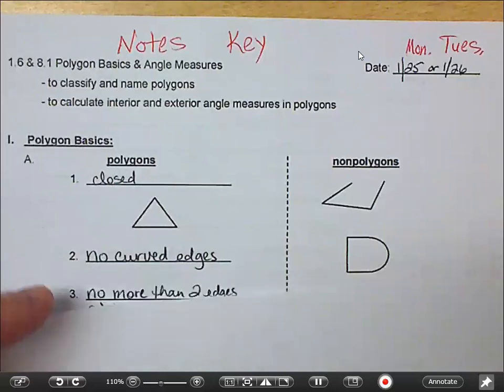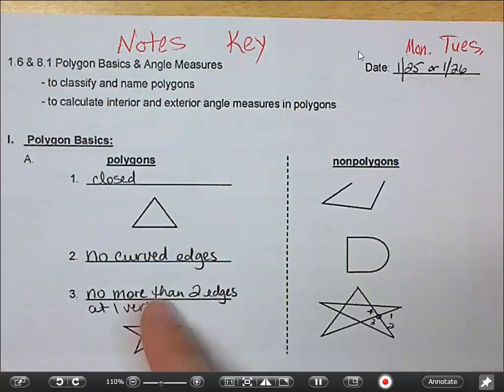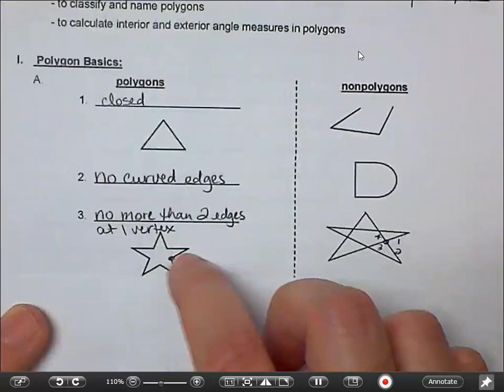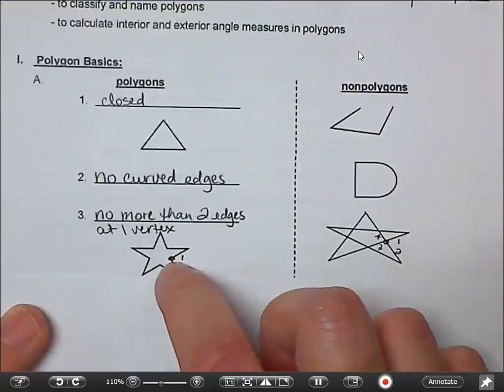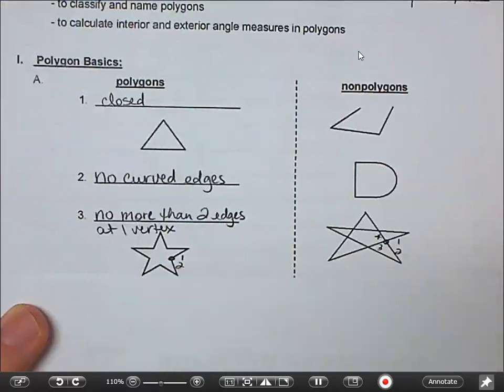The third criteria, this one's probably the more complicated of the three. But they say it can't have any more than two edges at a vertex. So if you use the little star diagram, let me move it up so you can see it. Think of these two flat sides coming together and they meet at a vertex or a corner, if you want to say it that way. But there can't be more than two edges meeting to make that vertex.